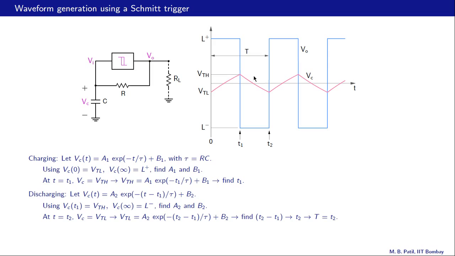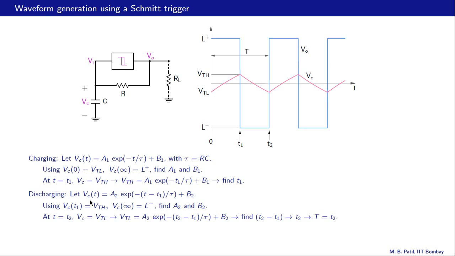And let us now describe this part of the transient with this equation here. VC of t equal to A2 e raised to minus (t minus T1) by tau, and this amounts to taking this T1 as the reference or the origin, and that turns out to be convenient, plus B2. Now to find A2 and B2, we need two conditions on VC of t.